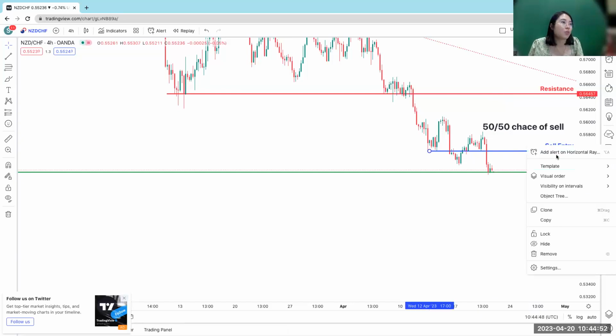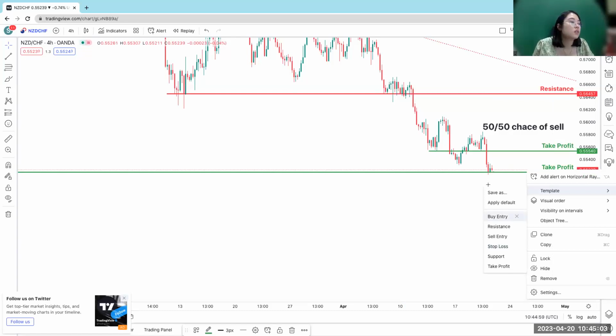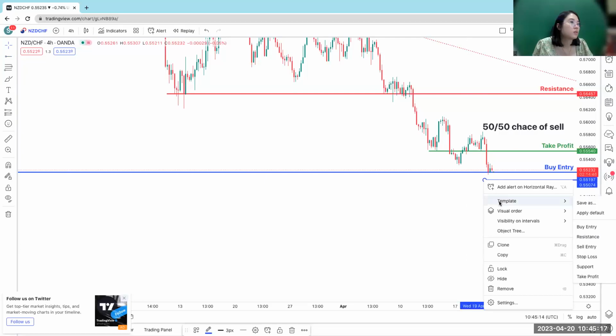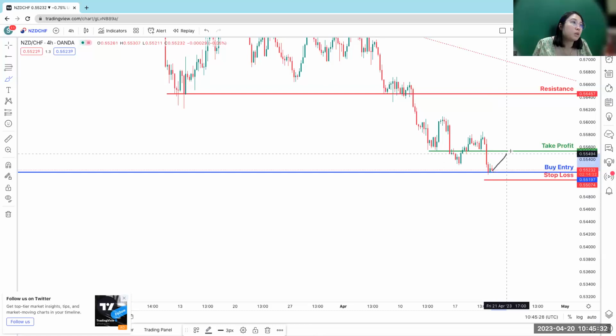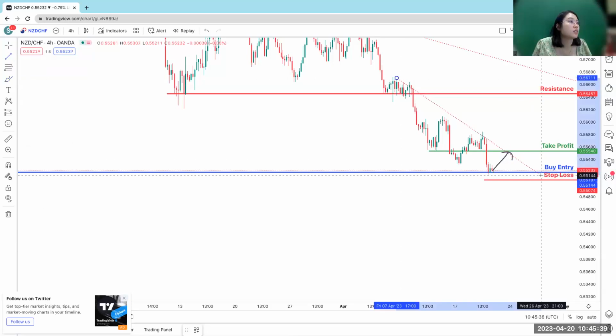So rather than calling for a sell, I'm going to call for a buy instead. I'm going to call for a buy from this area. Stop loss will be around here. I'm begging for price to reject the weekly support and the daily support, and then bounce up to at least this area. Yeah, I think this is a very good area for a bounce.